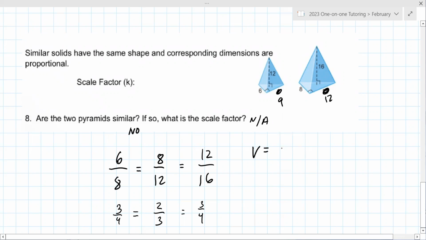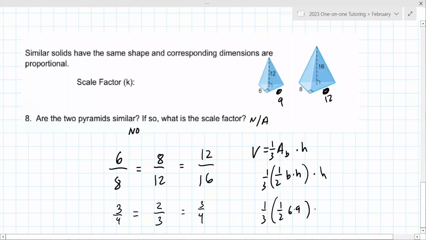Okay. Now let's do the volume of the little one. So the volume of the little one is the area of the base, which happens to be a triangle, times its height, and then it's a pyramid, so it's a third. Have we covered this? Yeah, I think we have. If not, just let me know. So the volume of a pyramid is 1/3 the area of the base times the height. The area of the base is the triangle, so it's 1/2 times 6 times 9, a third of that times the 12.